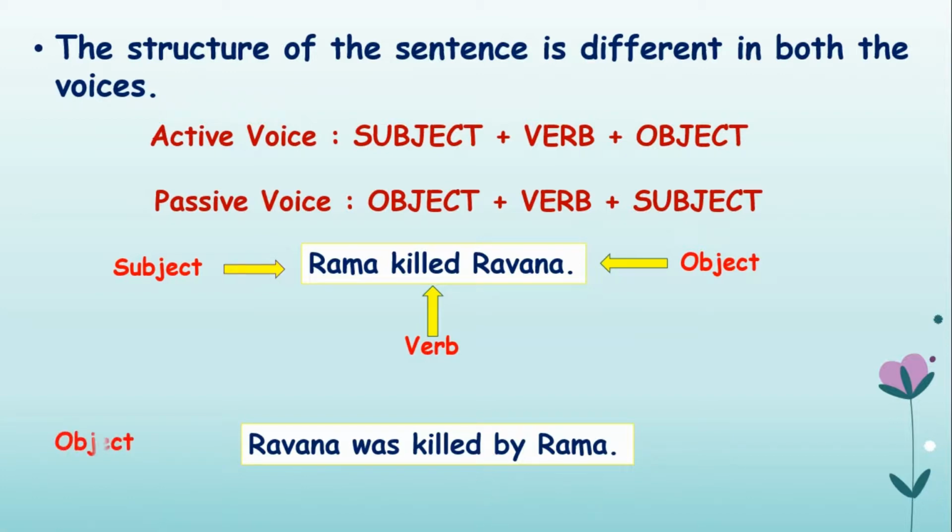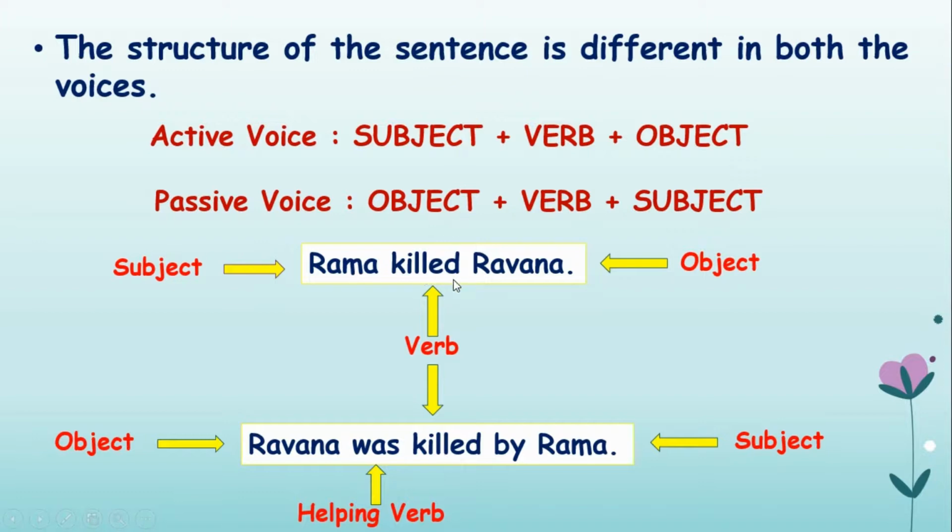If you take this sentence, the object of the active voice sentence has become the subject of the passive voice. What happened to Ravana? He was killed by Rama. By whom? The subject. And what happened? He was killed. Verb is killed. Now what is this was? This is the helping verb. It is not there in the active voice, whereas it has been included in the passive voice.